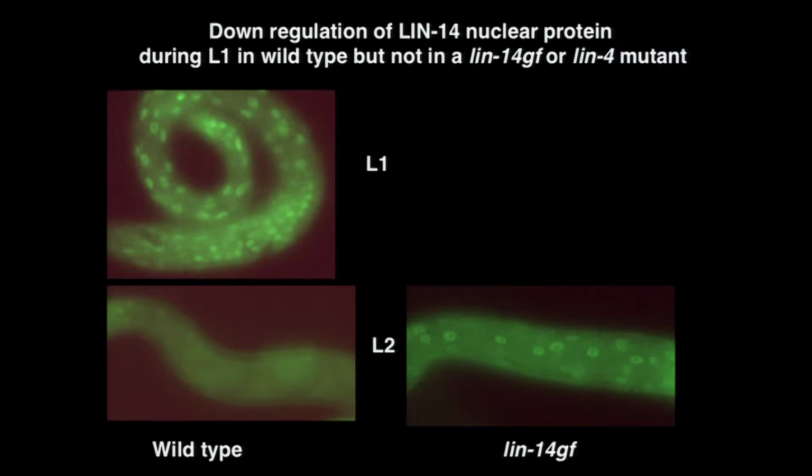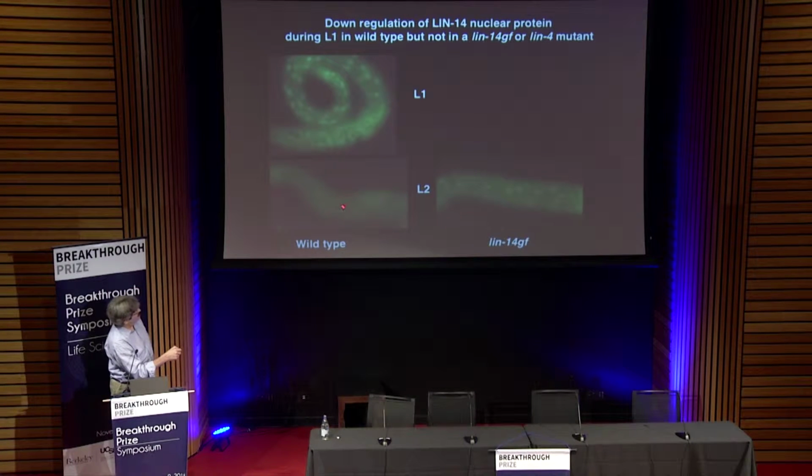And making an antibody to the Lin14 protein, we could see that the protein product of this gene is expressed at a high level at the early stage, and that specifies that pattern of division that we see at the L1 stage. And then it would go to a much lower level at the next stage. In a gain-of-function mutant, that switching off would not occur.